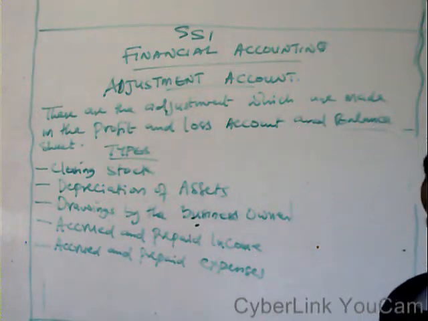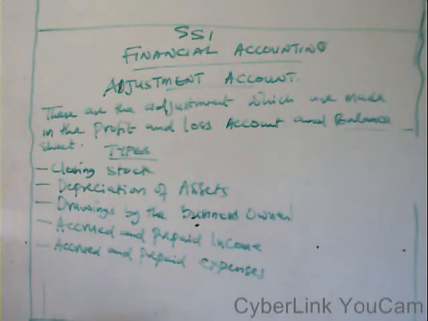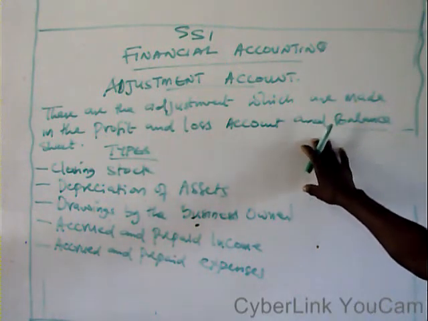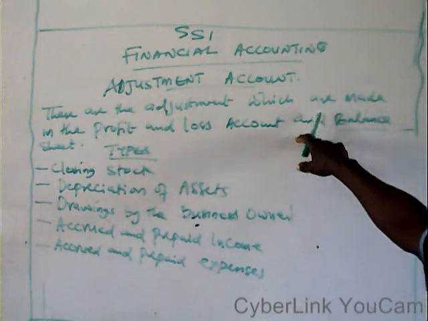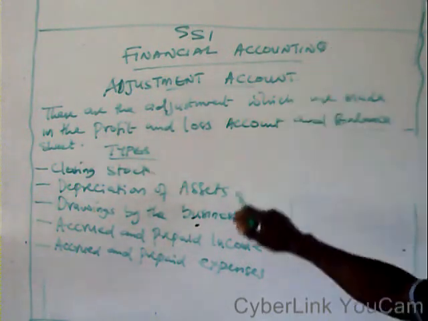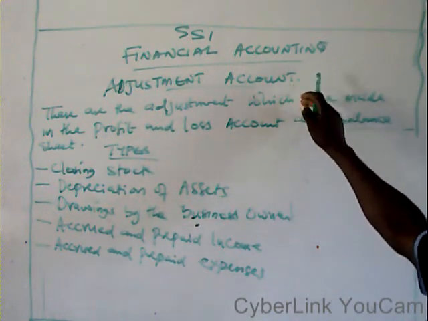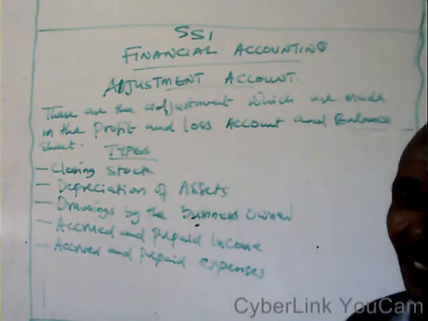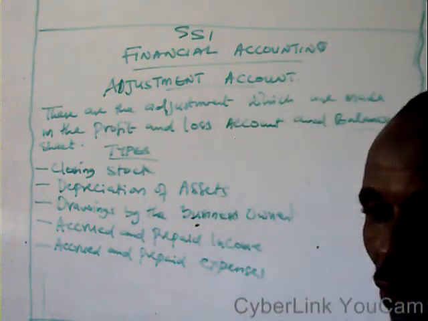And this is the continuation of our e-learning lecture. We have already covered the revision last time, and this is the beginning of the third term work. We need to start with the adjustment, that is the continuation of the trading profit and loss account adjustment.